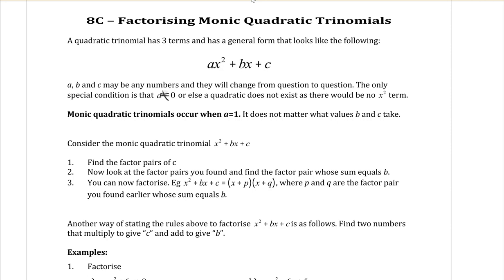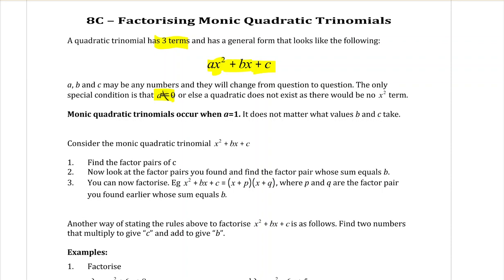So a quadratic is something that has 3 terms. It says that here, has 3 terms. And in general, it looks like the following. You'll have a number in front of an x squared, a number in front of an x, and then a number at the end. So the A, B, and C are just numbers. And they will change from question to question. The only special condition of a quadratic is that your A cannot be equal to 0, because if A was 0, that would mean that there was no x squared, and the x squared is what makes this a quadratic.